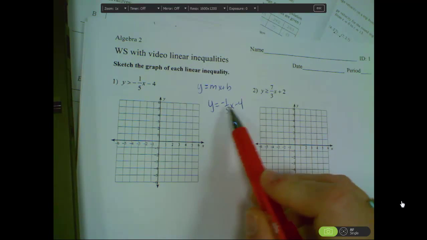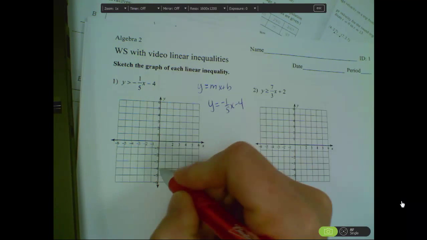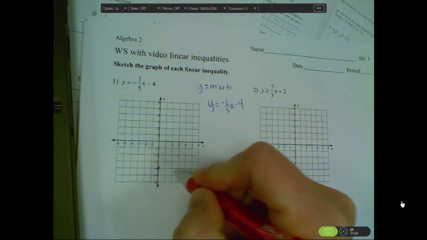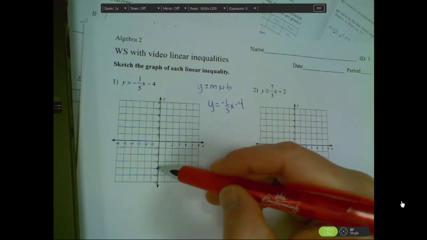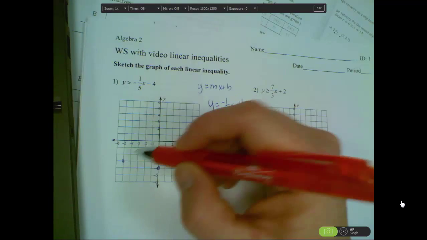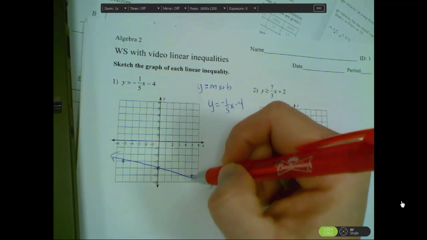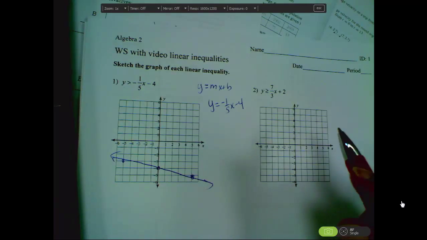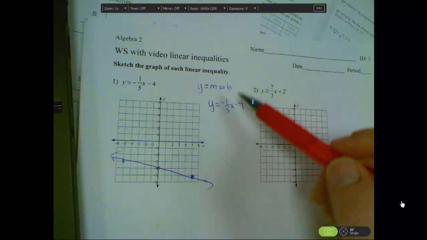Every point on this line makes this statement true. Let's think about it. We start at negative 4 on the y-axis, and we go down 1 over 5, and I can only fit one point this way, so I'm going to go up 1 and to the left 5 so that I can have 2 points to connect and draw my line. Of course, I would use a ruler. I should get a ruler. So, I have 3 points right now that make this statement true.